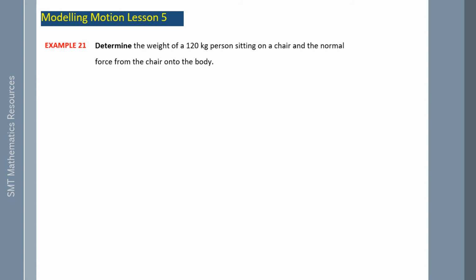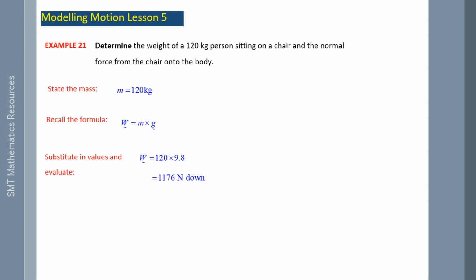Example 21. Determine the weight of a 120 kg person sitting on a chair and the normal force from the chair onto the body. State the mass, which is 120 kg. The formula for weight is mass times gravity, mass times acceleration. We substitute in values and evaluate. So 120 times 9.8, it's 1,176 newtons down.